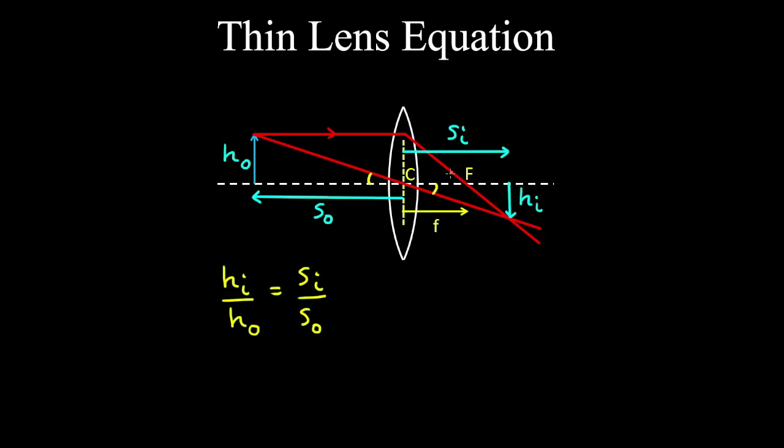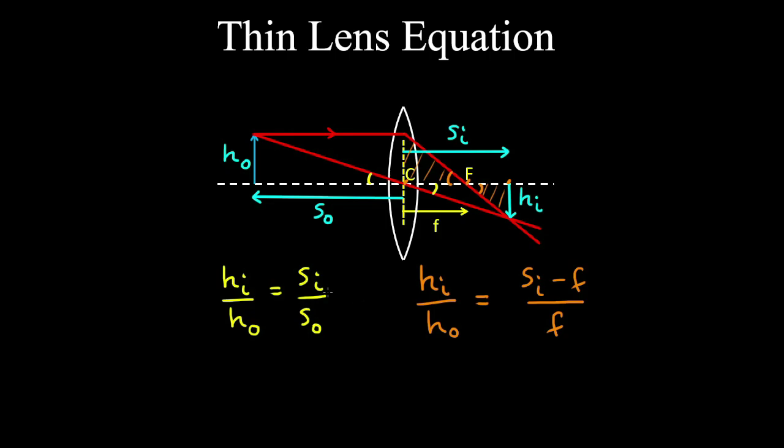Now similarly, these two angles are equal, and therefore these two triangles are also similar. So therefore the ratio of the height of the image to the height of the object, where the height of the object is the height of this triangle, is equal to the ratio of this edge, which is SI, minus the distance of the optical center to the focus, over this distance from the optical center to the focus.